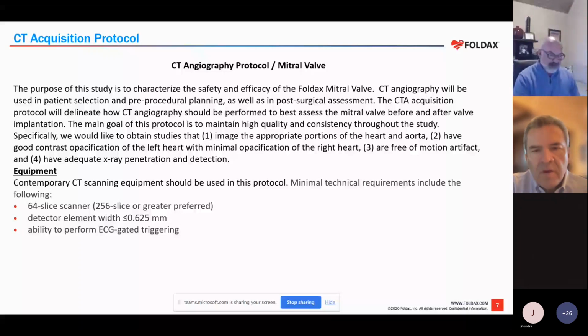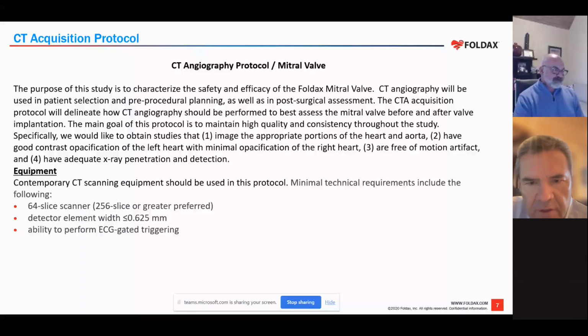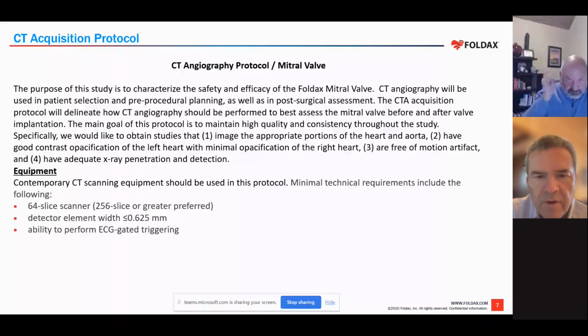Okay, thank you, Michael. What is shown on the slide is our CT angiography protocol for the mitral valve. Our purpose is to obtain a high quality assessment of the mitral valve, both before and after valve implantation. Our specific goals with the protocol are to obtain images that visualize appropriate portions of the heart and the proximal aorta.